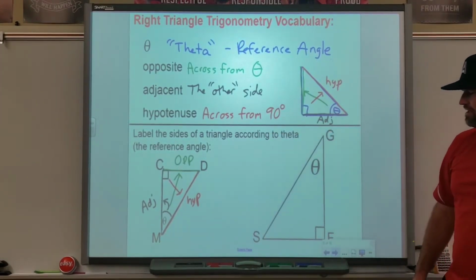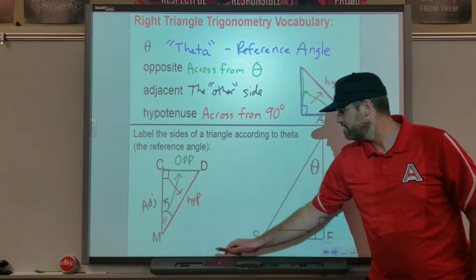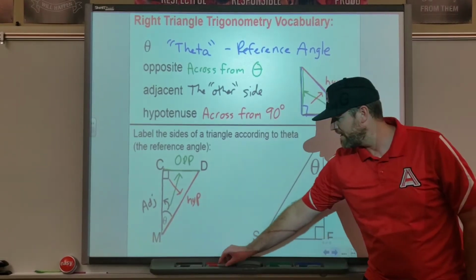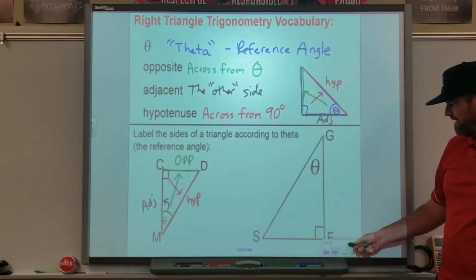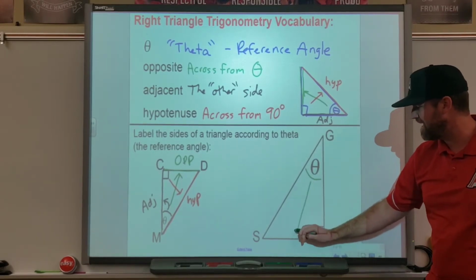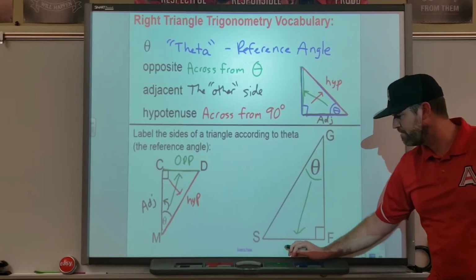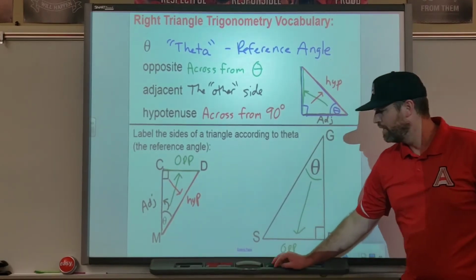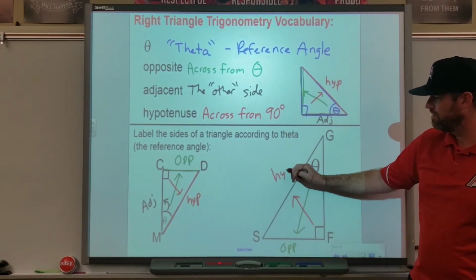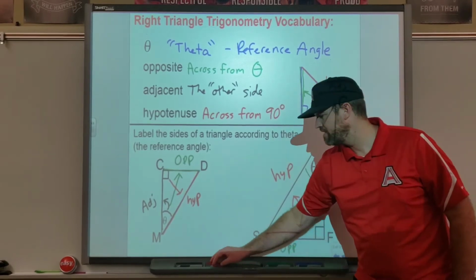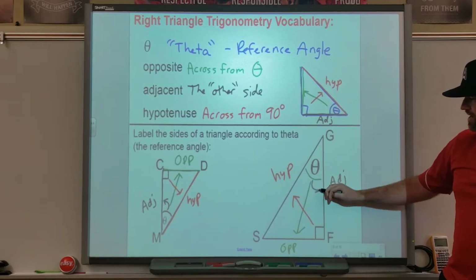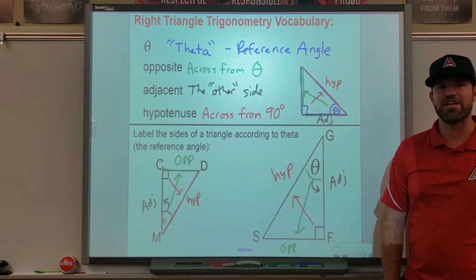Okay, so we can do that again. Now my theta has moved, right? It's now up here, so I have to be careful of where I'm starting from. If my theta is up there, which side is opposite? That's right, the opposite side will be SF because it is across from theta. We know the hypotenuse is always across from the right angle, which means our final side has to be the adjacent side. So I know that this side right here, right next to the theta, is the adjacent side.